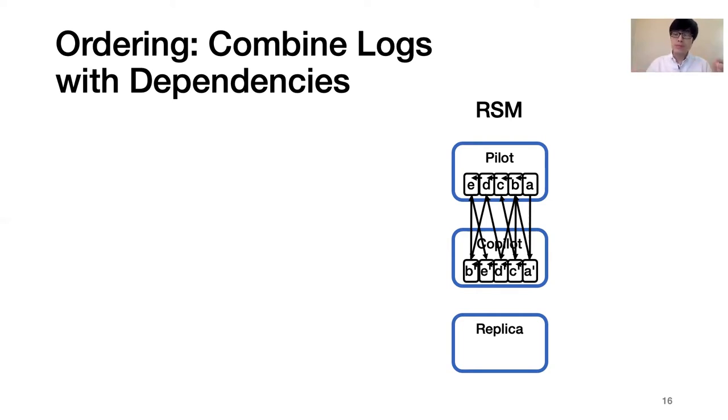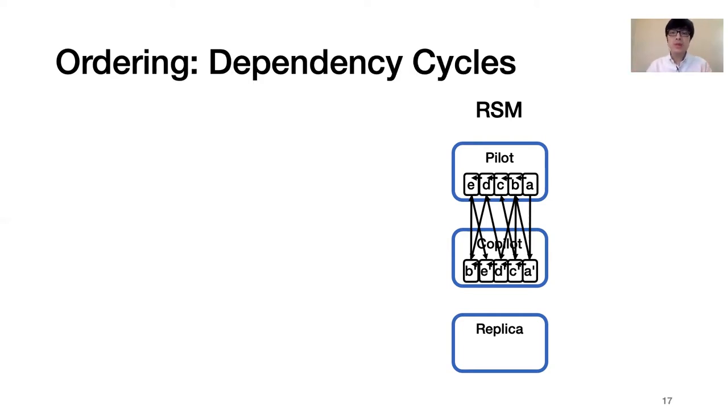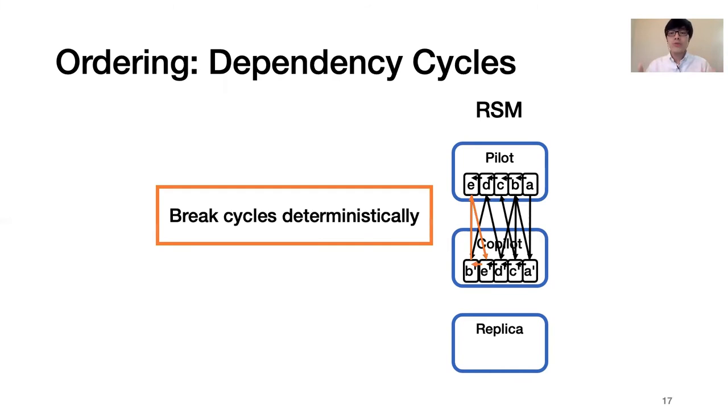But there are still two problems. The first problem is kind of obvious, which is that there may be cycles. For example, there is a cycle from E in the pilot log to E prime and B prime in the co-pilot log and back to E. We can address the cycle problem by using a priority rule to break them deterministically. For example, always order the pilot entry before the co-pilot.